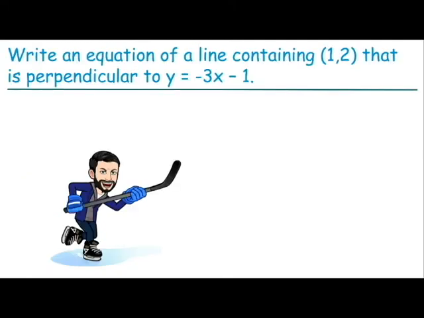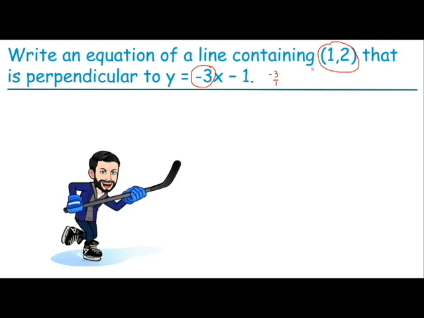Let's do one last example. Write an equation of a line that contains the point (1, 2) that is perpendicular to y equals -3x minus 1. Here's what I know. I know my line needs to contain this point. And I know I need it to be perpendicular to this line. If it's perpendicular to this line, I need to use the reciprocal of -3. Or if you prefer to think of it as -3/1, you can do that.